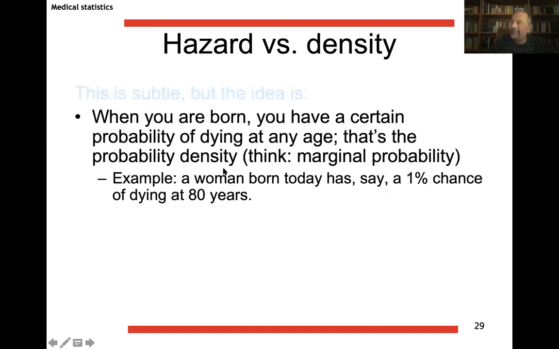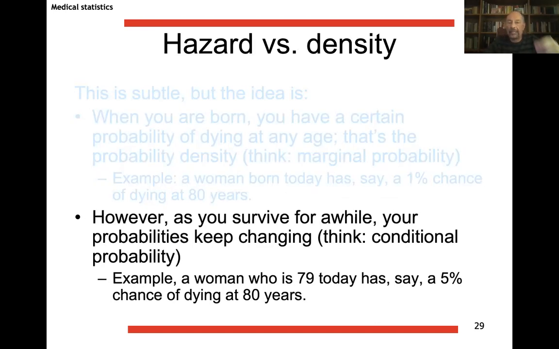The difference between hazard function and density function can be a little bit unclear, but just to make sure: when you are born, you have a certain probability of dying at any age. That's the probability density. It's also called a marginal probability, no? So a woman born today has, let's say, a 1% chance of dying at 8 years. This is something you can calculate.